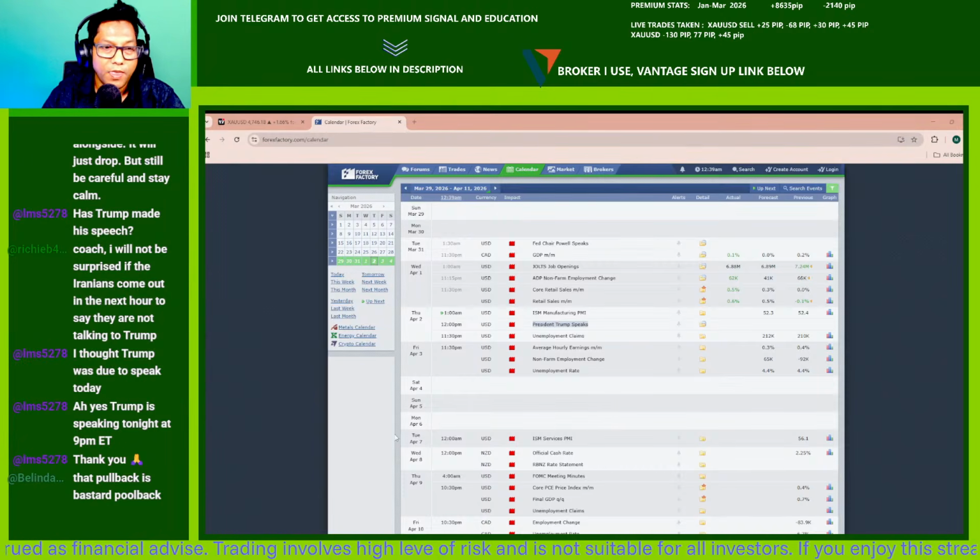Okay, that pullback is busted. Third pullback. Yeah.